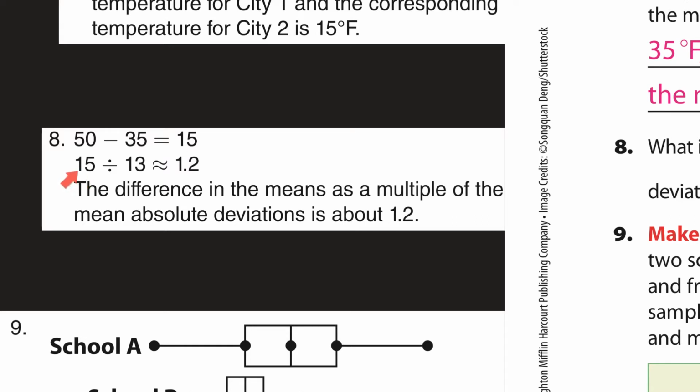And the difference in the means divided by the mean absolute deviation, that was the MAD from before. 15 divided by 13 is 1.2. So there you go. The difference in the means as a multiple of the mean absolute deviation is about 1.2.